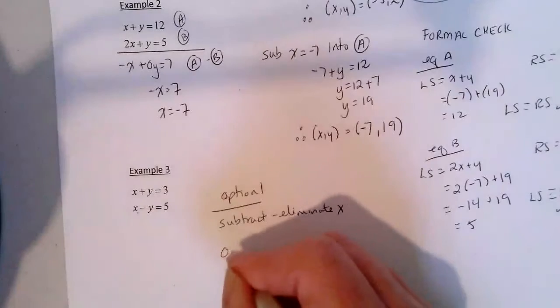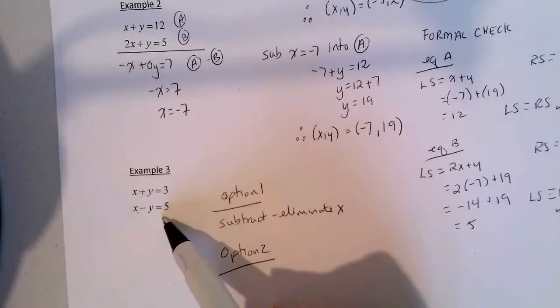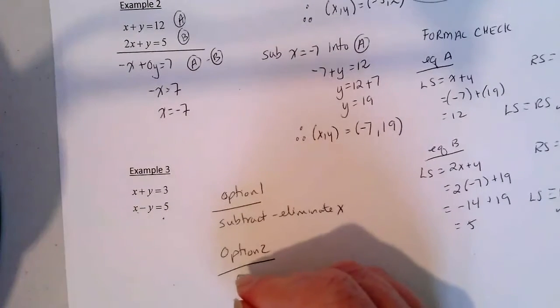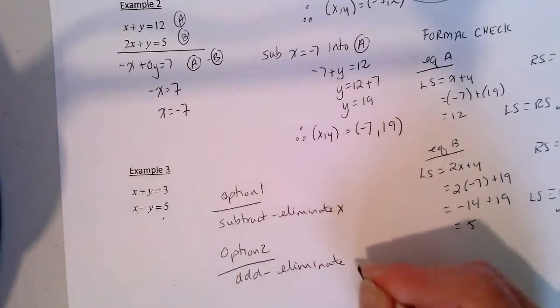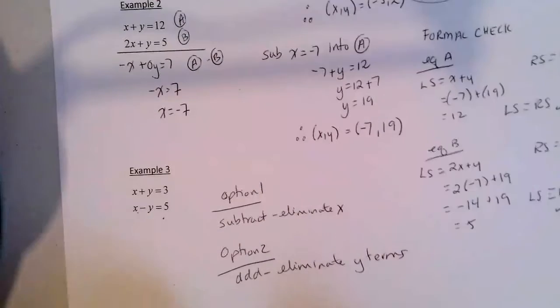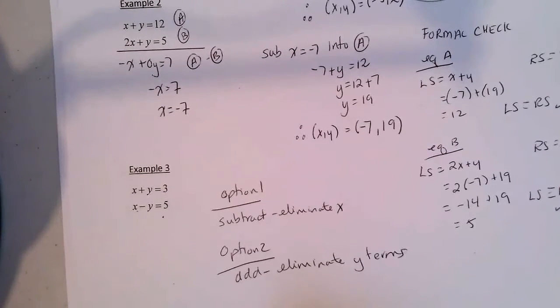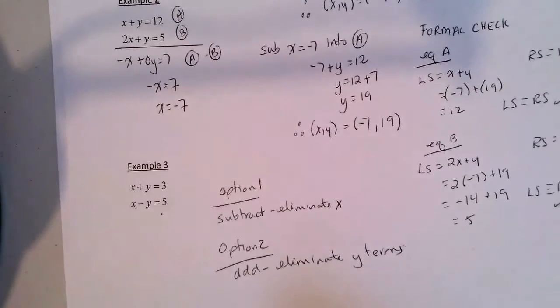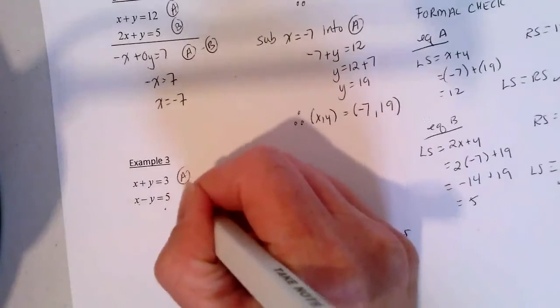But if you're looking ahead and you're saying, well, let's look at the y terms, you're going to notice that the y terms are opposite. And because they're opposite, if we add them, we would then eliminate the y terms. So in fact, in this case, you have two options. You have the option of adding to eliminate the y terms, or subtracting to eliminate the x variable. So you have some choice here. They're both correct. So I'm going to add. I just think it's easier to add.